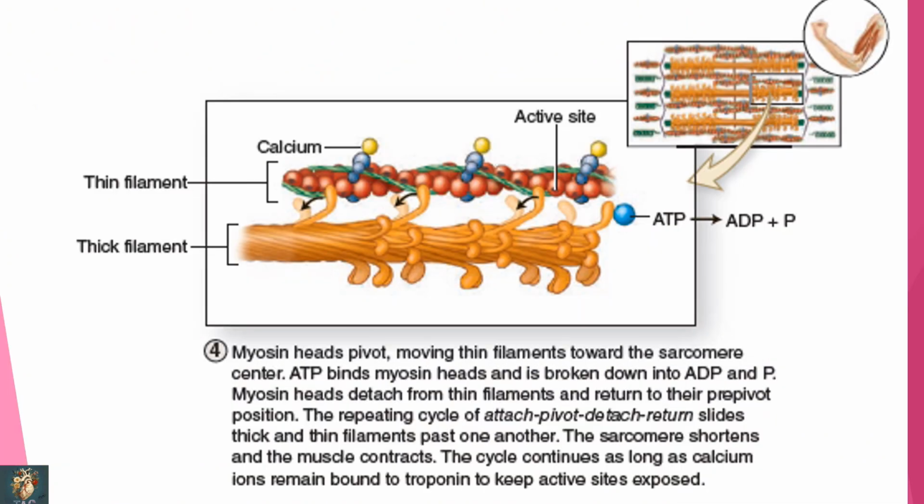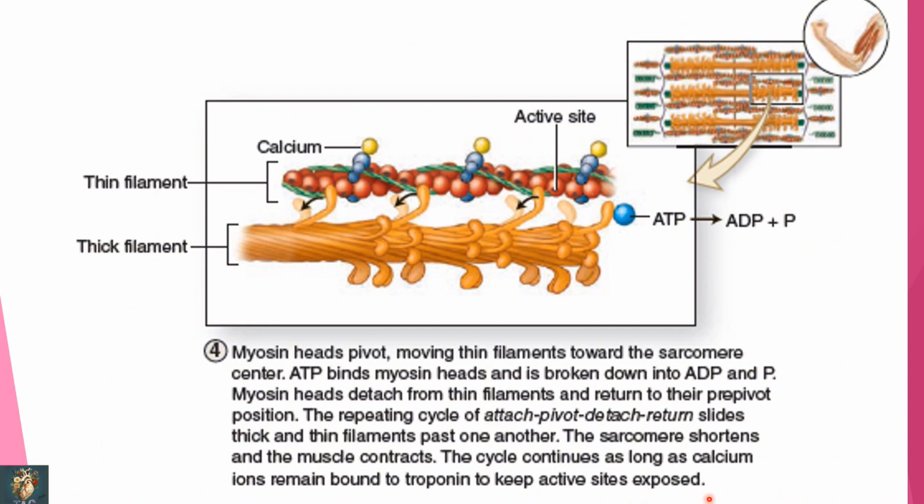So the myosin head pivots, moving thin filaments towards the sarcomere center. ATP binds the myosin heads and is broken down into ADP and phosphate. Myosin heads detach from the thin filaments and return to the pivot position. The repetitive cycle of attach, pivot, detach, return slides the thick and thin filaments past one another. So the sarcomere shortens and the muscle contracts. The cycle continues as long as the calcium ions remain bound to the troponin to keep the active sites open.